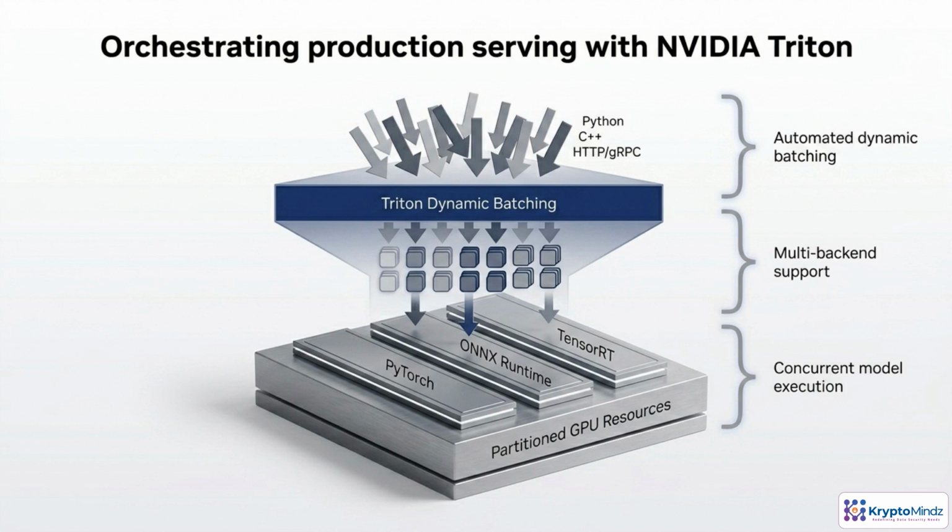Triton acts as an inference traffic controller for your GPUs. It takes many small requests coming from Python, C++, or HTTP and automatically batches them into GPU-friendly chunks, so tensor cores stay busy and latency stays predictable. Under the hood, it can serve models from different backends at the same time, TensorRT, PyTorch, ONNX runtime, while sharing the same H100 or H200 pool. This lets you run multiple models concurrently, mix frameworks, and still keep utilization high in production.